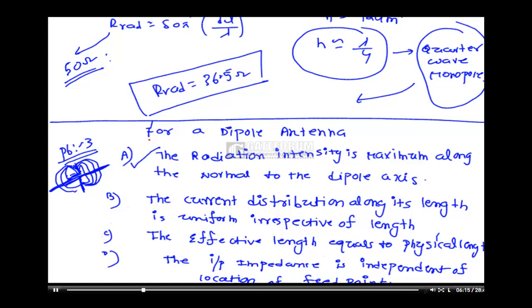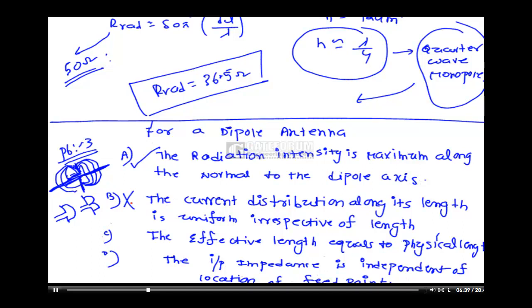Option A is correct. And option B, the current distribution along its length is uniform irrespective of length. Suppose this is a dipole antenna, the current distribution is like this. Some dipole antennas of different length have distributions like this also. So option B is a wrong option, because current distribution definitely depends upon length.